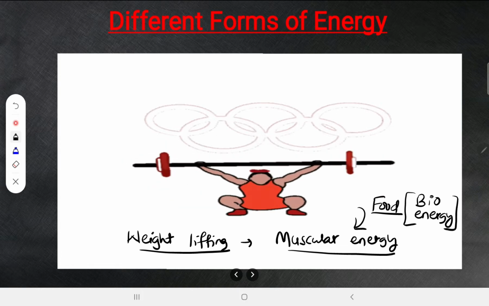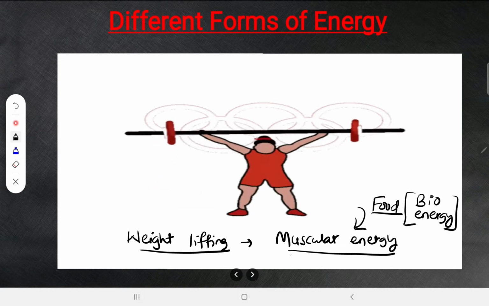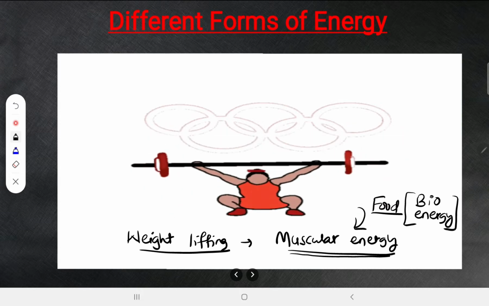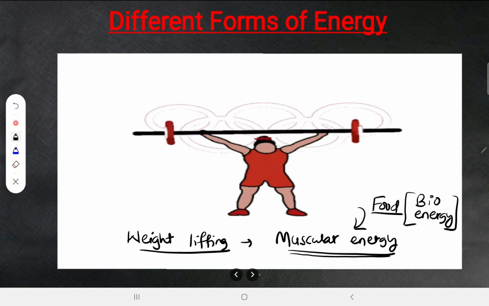All right. So like that there are different forms of energy. One predominant form is muscular energy. Our bodies have muscles and they have got energy. That is one kind of energy.